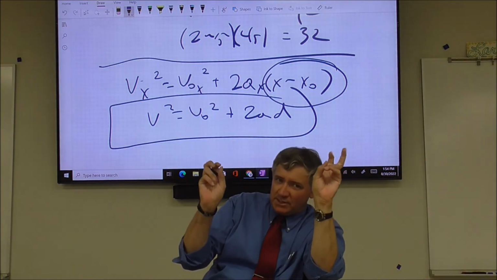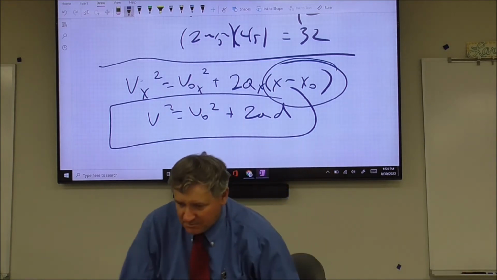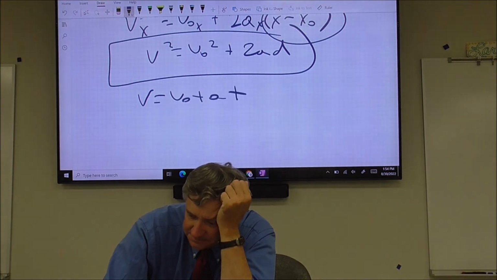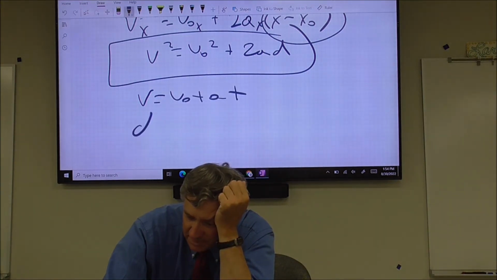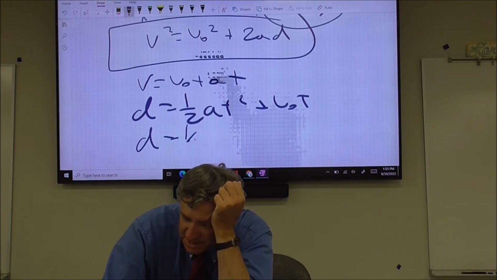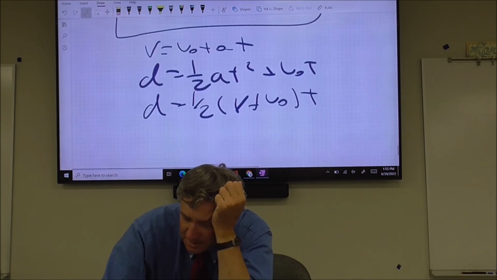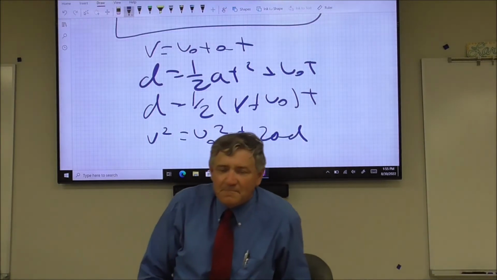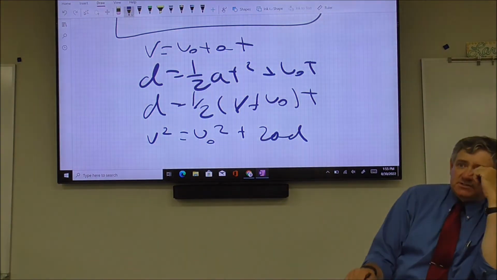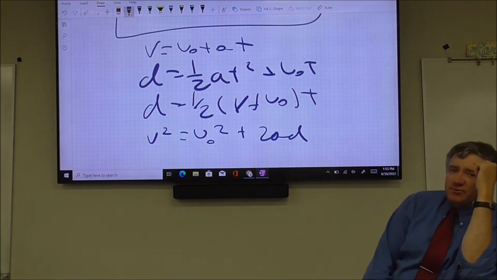But that's that equation. Now, let's do a little bit of compare and contrast. So we have v equals v naught plus at. We have distance equaling 1/2 at squared plus v naught time. We have distance equals 1/2 (v plus v naught) time. Then we have v squared equals v naught squared plus 2ad. What's missing in that equation that's in every other equation? Time.